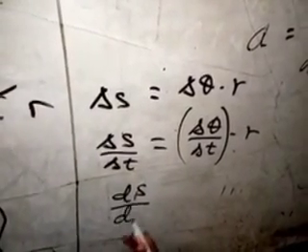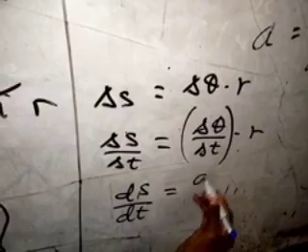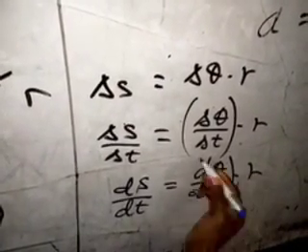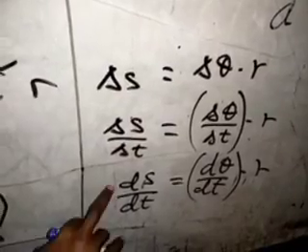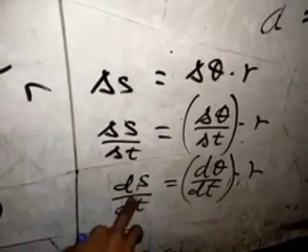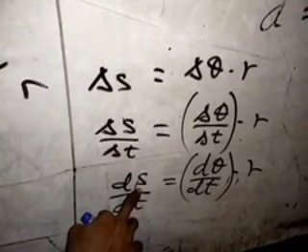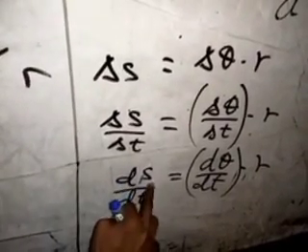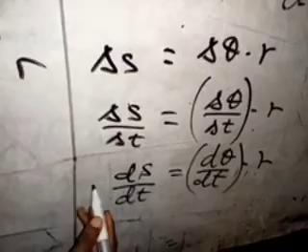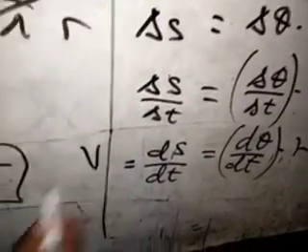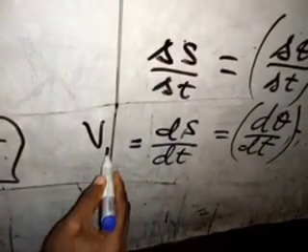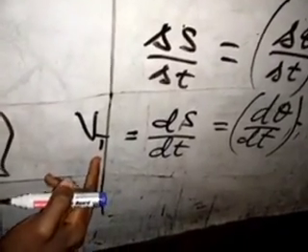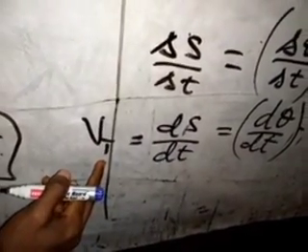dx/dt equals d theta/dt times r. Remember that x here stands for linear displacement. So the rate of change of displacement with time is called velocity. In this case, we call it the tangential velocity because it is always tangential to the circular path of motion.